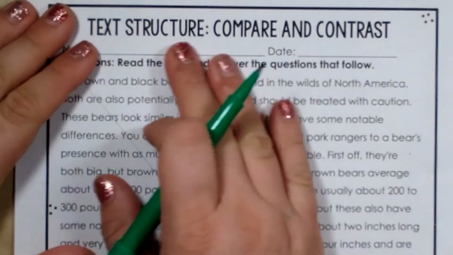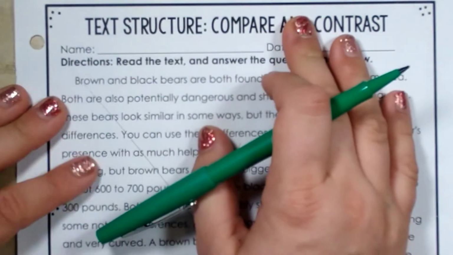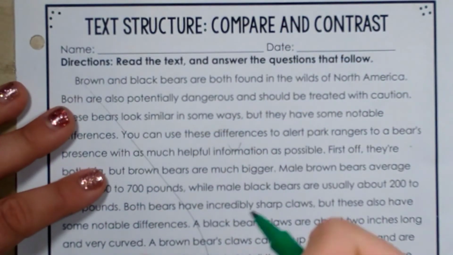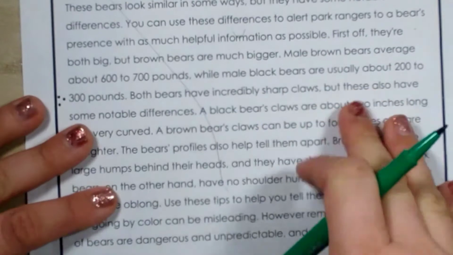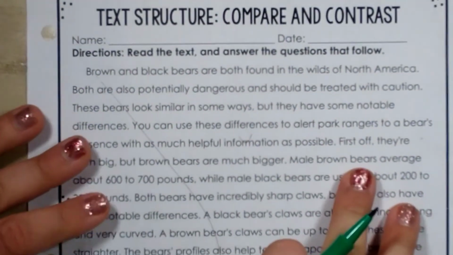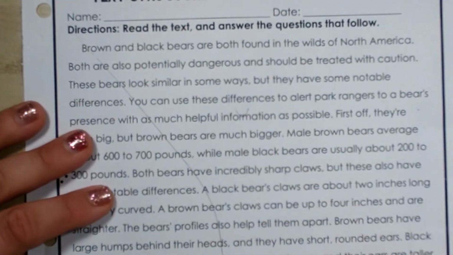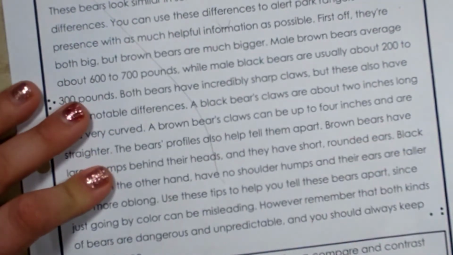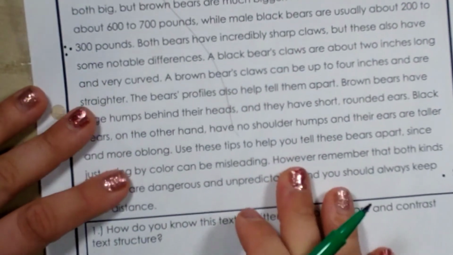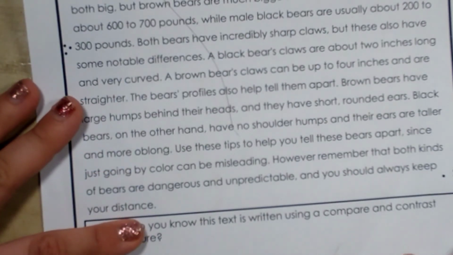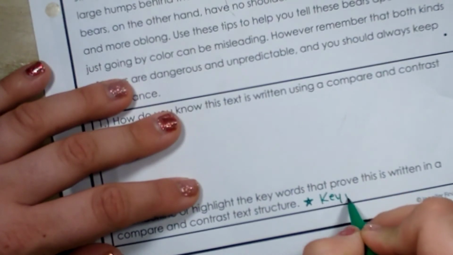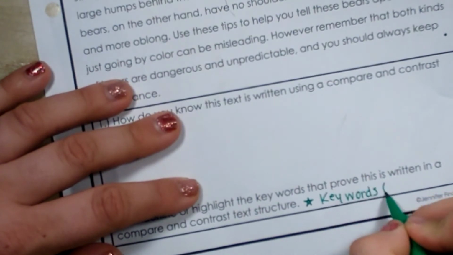All right, so now we're going to compare and contrast. Obviously, since it says compare and contrast here, and we know it's already a text structure of compare and contrast, I don't want you to say it just because I read it. I want you to tell me why this is a compare and contrast text structure. So I'm going to read it with you. And then in the assignment, you are going to answer the following question. How do you know this text is written using a compare and contrast text structure? We are looking at key words on the bottom. Key words or clue words.